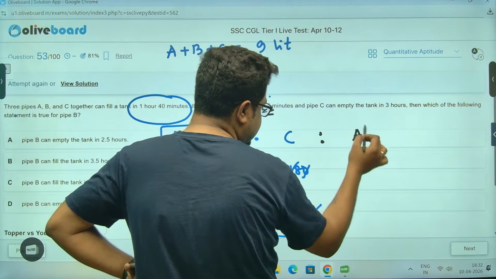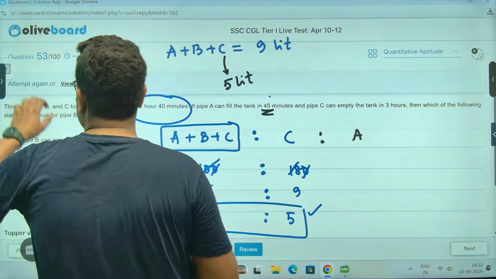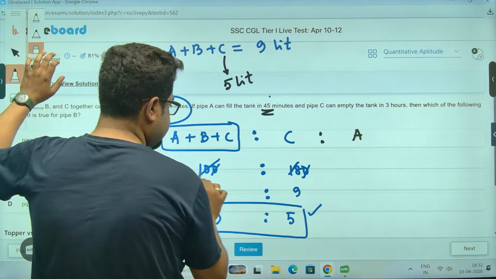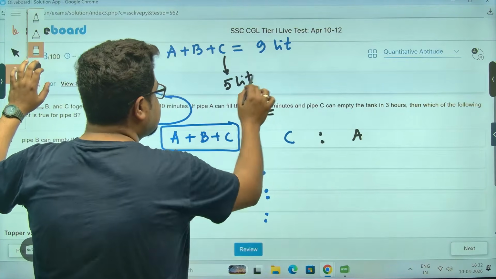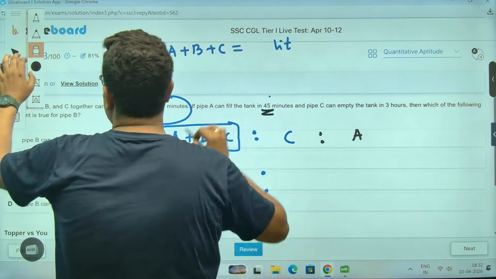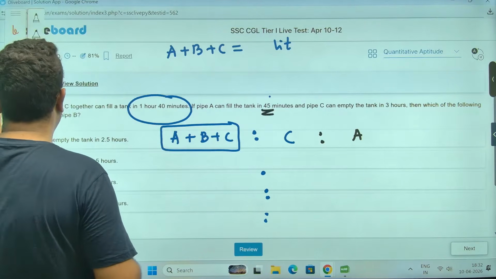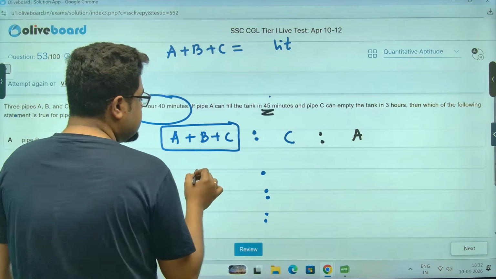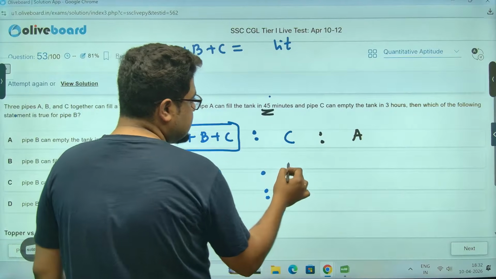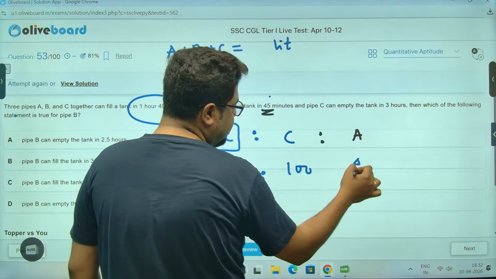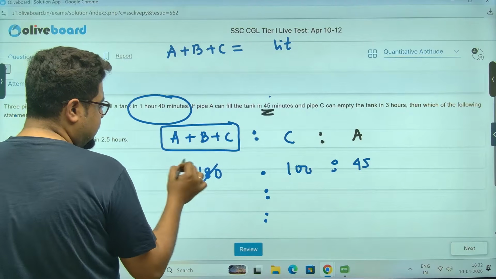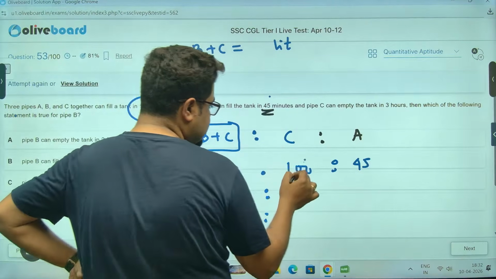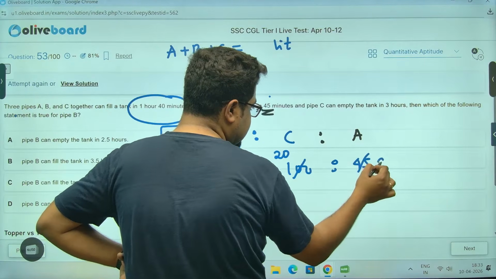Let's take A as well. My mistake. Let's do the calculation once again. I missed this. So this was 180, this was 100, and this was 45. I missed this. So divide by 5, this is 36, this is 20, this is 9.